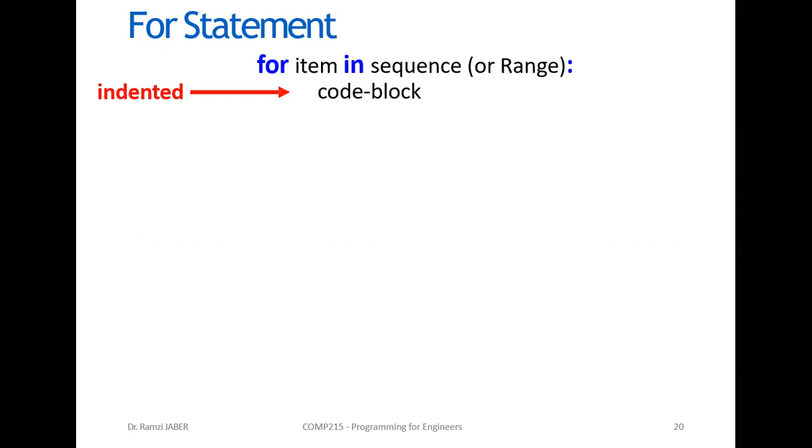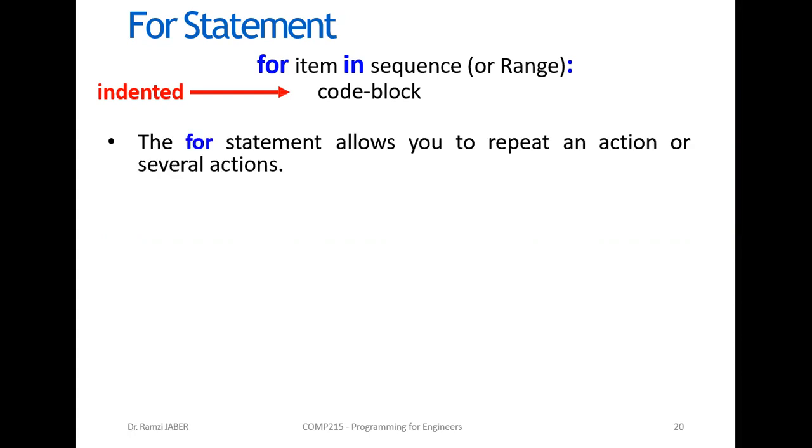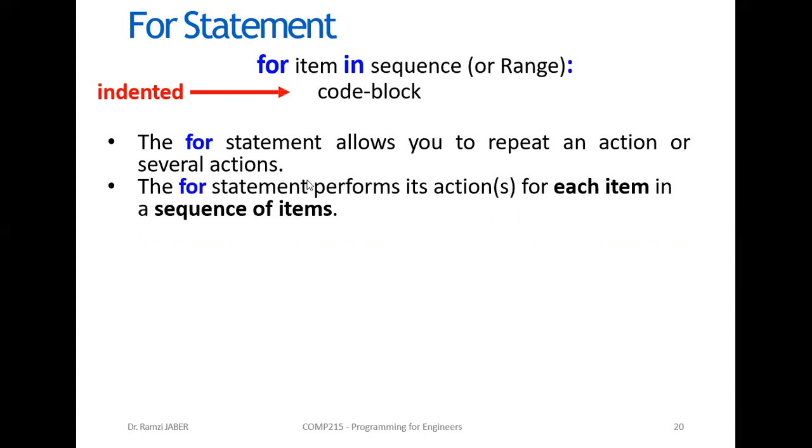Of course, a for loop will repeat an action or several actions, but for each item in a sequence of items. This is new, especially only for Python. It does not exist in C or Java.